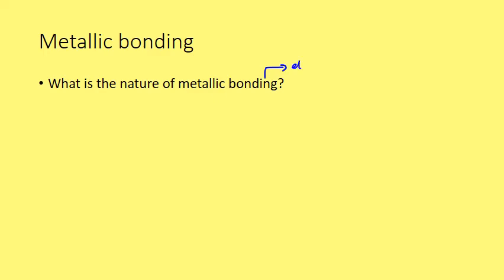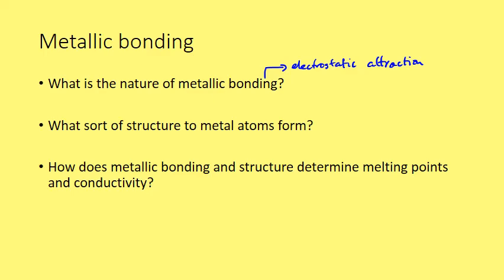In this lesson on metallic bonding, we're going to answer this question: what is the nature of metallic bonding? As we know, bonding is an electrostatic attraction. So if bonding is an electrostatic attraction between two charges, what in metallic bonding is positive and what in metallic bonding is negative? We'll see what makes a metallic bond like that, and we'll also have a look at what sort of structure metal atoms form.